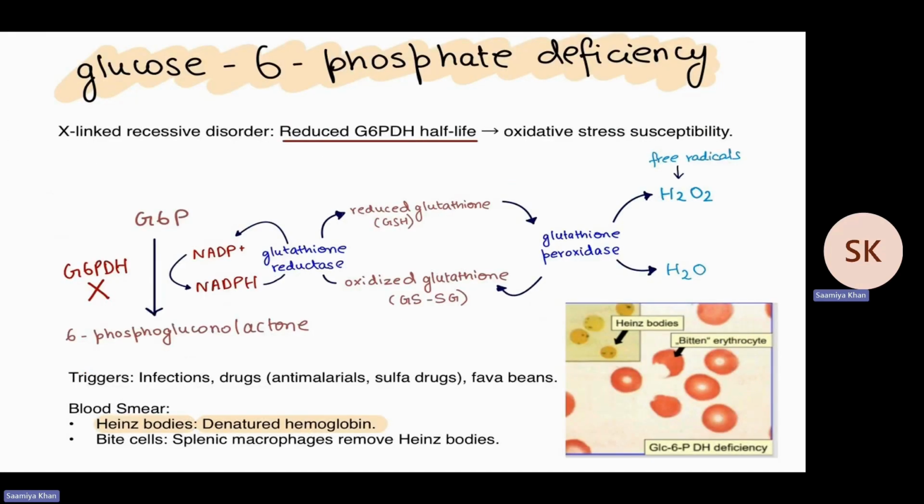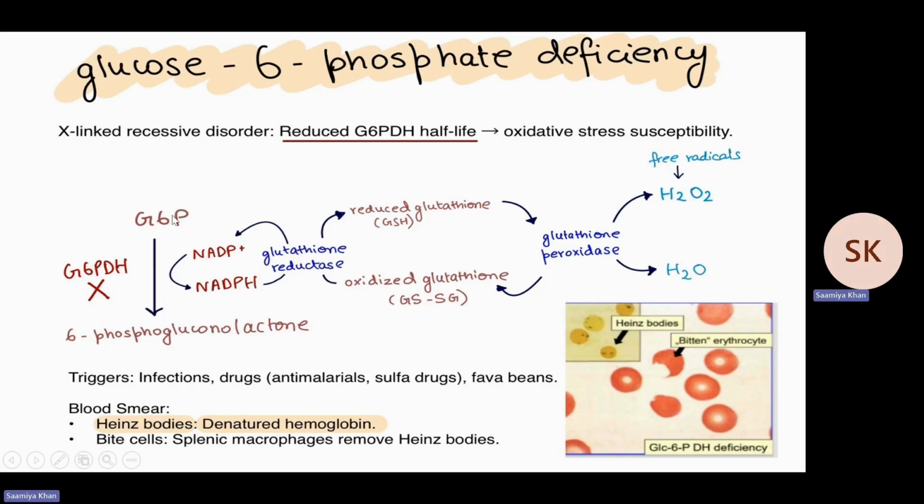Starting off with glucose-6-phosphate dehydrogenase deficiency, we know that it is an X-linked recessive disorder that leads to a reduced half-life of this enzyme, which is G6PD. And if you guys can see, I have drawn this simple scheme that we learned in biochemistry. In RBCs, we have glutathione, and we also have the pentose phosphate pathway in which this enzyme is used. So we have G6P, which is glucose-6-phosphate, which gets converted to 6-phosphogluconolactone, and this enzyme is used, G6PD.